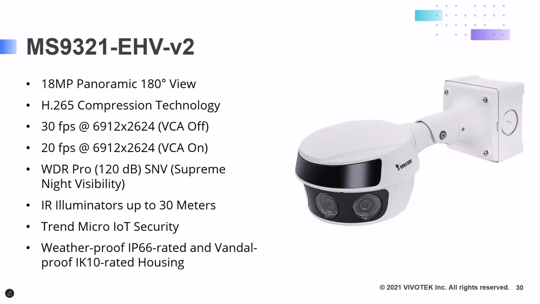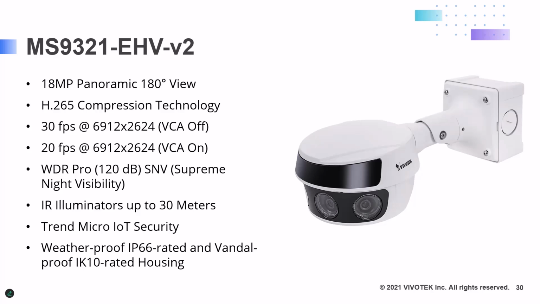In challenging lighting conditions, this camera truly shines. With the WDR Pro 120 decibels, it balances bright and dark areas for clear images. And then it also has Supreme Night Visibility, or SNV, which is going to ensure excellent performance in low light environments. Plus, its IR illuminators provide visibility up to 30 meters in complete darkness.